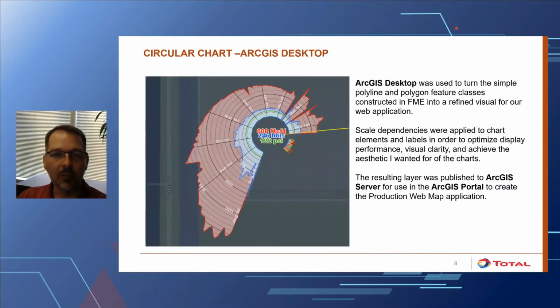ArcGIS Desktop was used to design the final visualization and the appearance of the circular charts. This is where I designed the symbology. Scale dependencies were applied to the geometry and the labeling to optimize the display performance and visual clarity. Scale dependencies provide the user with no more detail than what was practical at any given scale. The resulting visual was published to ArcGIS Server for use in Portal.